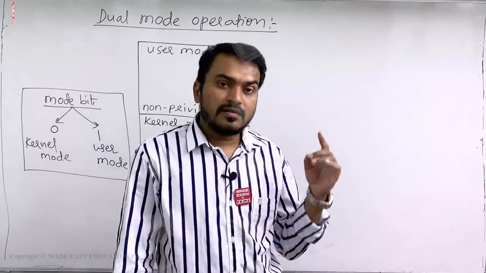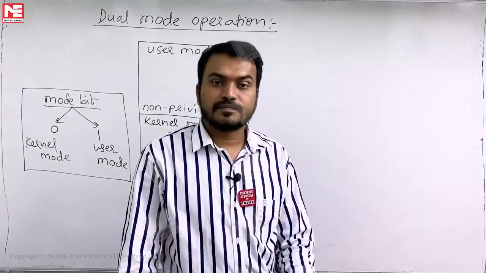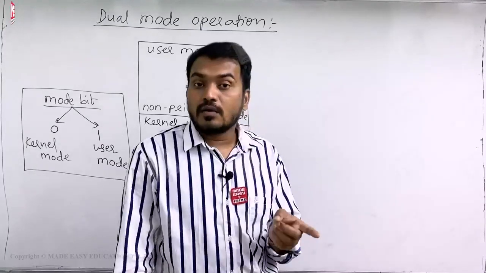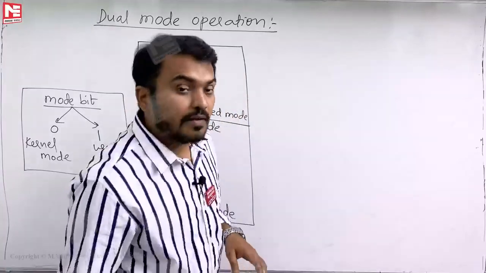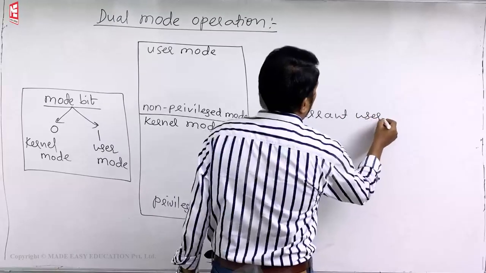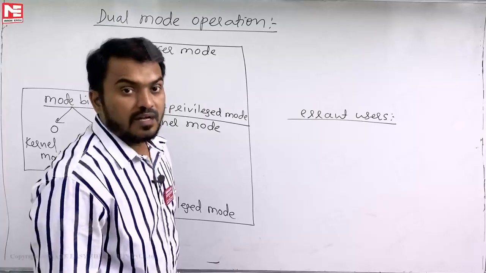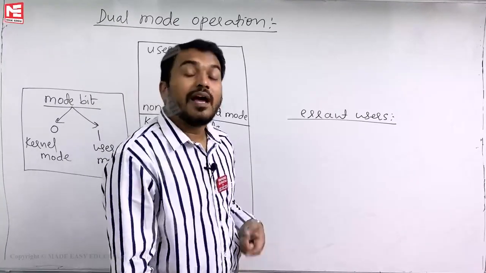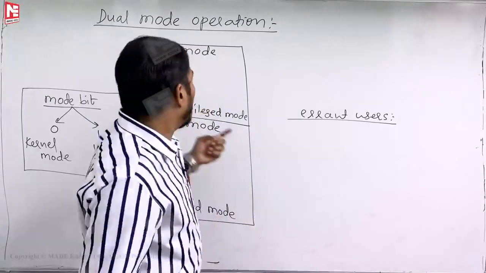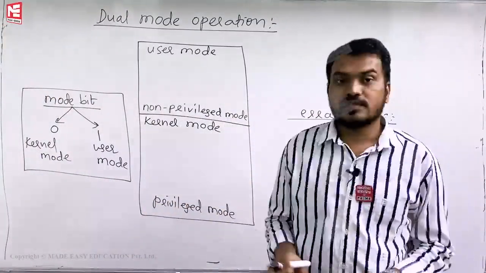The dual mode operation is used in order to provide protection and security to the user programs and also to the operating system from errant users. Look here, errant users. Errant users मतलब क्या है? Errant users मतलब corrupted users, or you say unauthorized users, or you say hackers. So that is the reason, to provide proper protection and security to the user programs and also to the operating system from errant users, the dual mode operation is used.